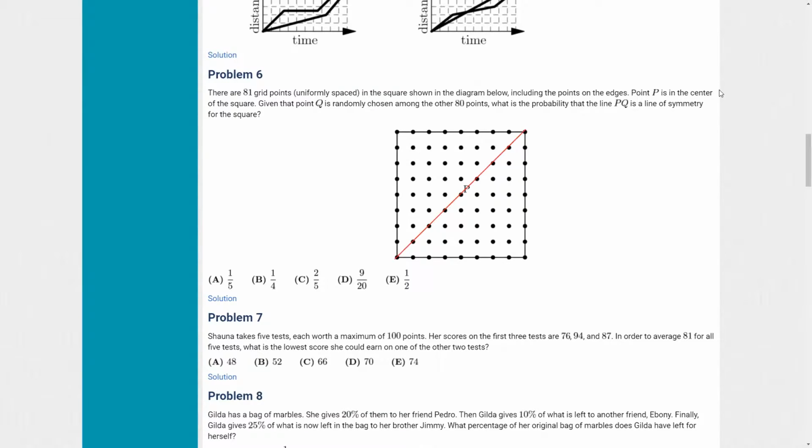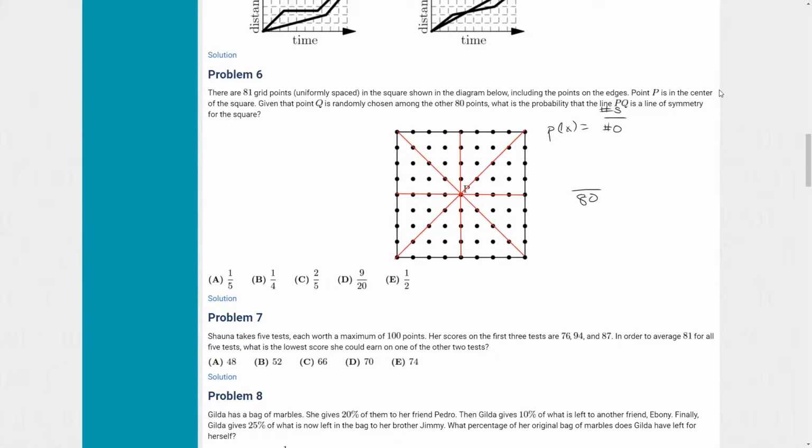So for this question, let's first determine the different lines of symmetry. So we have a line of symmetry going along these two diagonals. We have another line of symmetry vertically and horizontally. So there are the lines of symmetry that we need. Now, the only thing we need to determine is, this is a probability question, and a probability of something happening is the number of times it satisfies the condition over the number of options that you possibly have. And so it says it's chosen randomly among 80 points. So we know the denominator is 80.